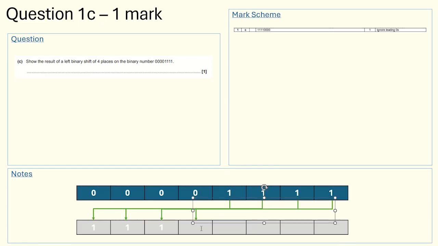And the rules of the binary shift state that we need to fill the empty cells in with zeros. So our result therefore is 1111 0000, which you can see is the correct answer on the mark scheme.